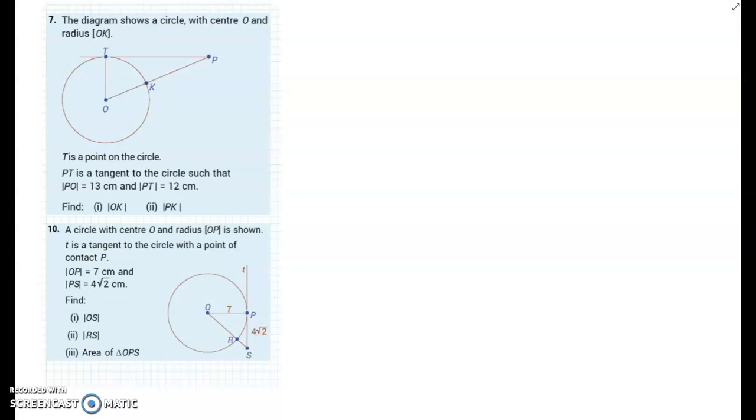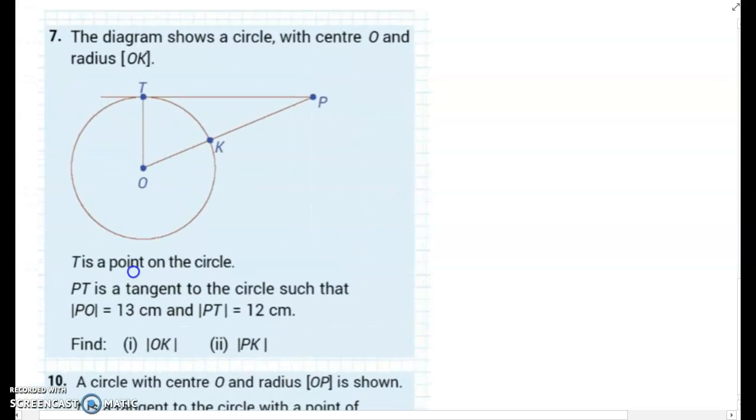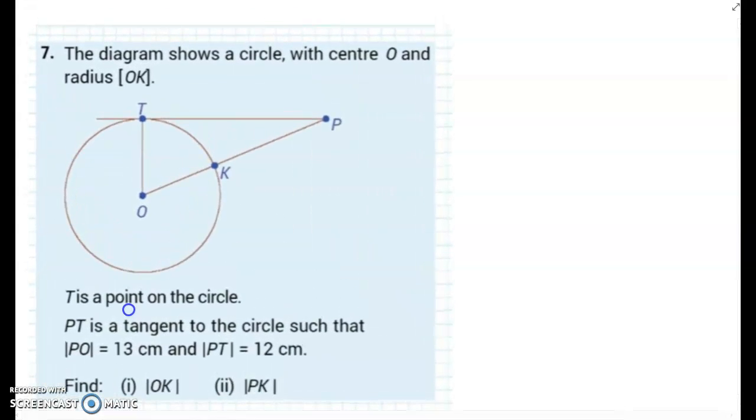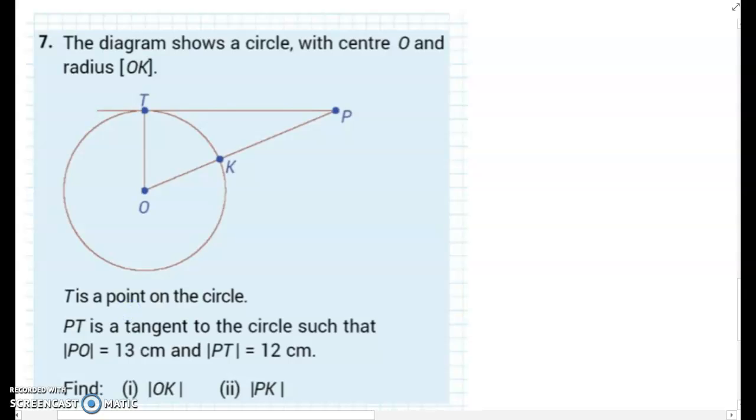In this video, we're going to take a look at some of those questions that have circles and triangles in them. So we start by looking at this first question here, question 7. It says the diagram shows a circle with center O and radius OK. So there's your radius. That would be a radius, and that, and that. But they're telling us that OK is the radius.